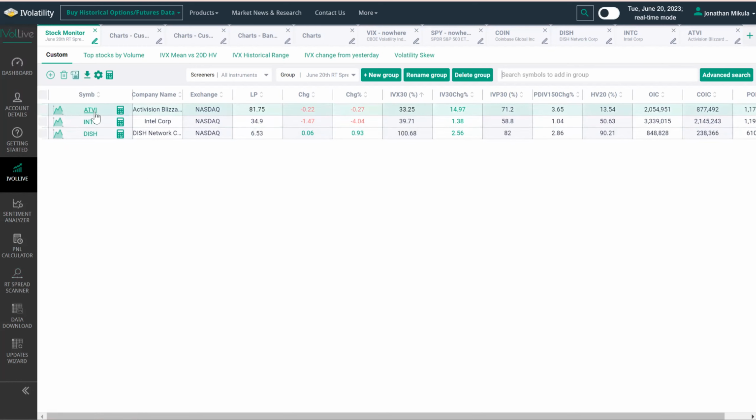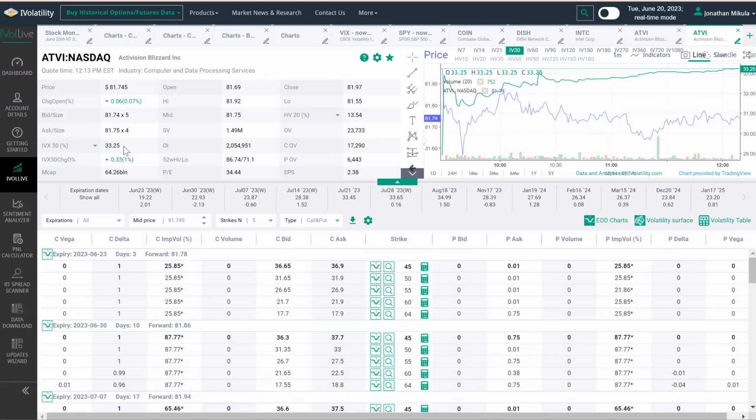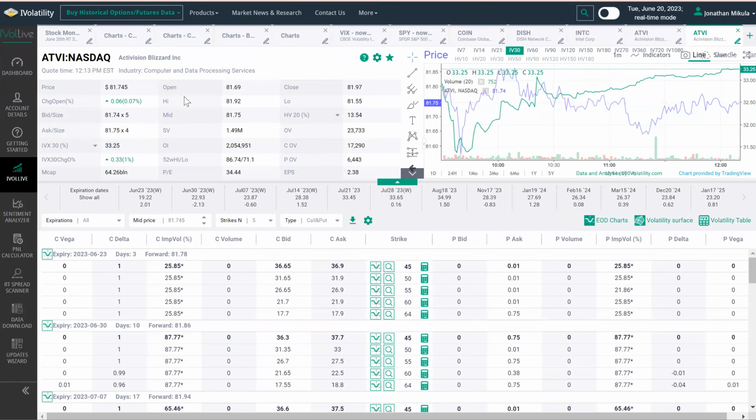Activision Blizzard has this big surge, this discrepancy between its IVX and its historical volatility. You can see that on the left, in the interface here, if you're just seeing this for the first time. We always show fundamentals on the left. These are things like price, bid ask, implied volatility. We are named IVolLive, so we focus a lot on implied volatility. And then our open, high, low, close, this is for the stock. And then our historical volatility.